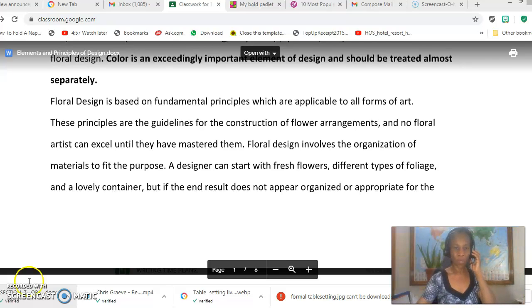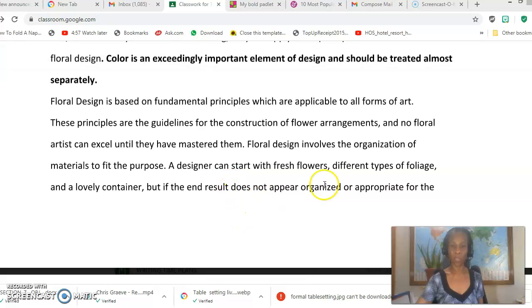Okay, so we are continuing. Now, containers: you can use any container to do your floral arrangement.